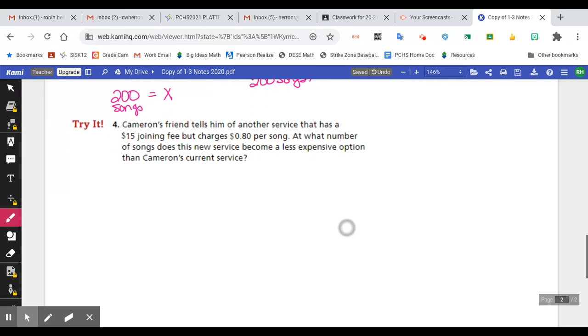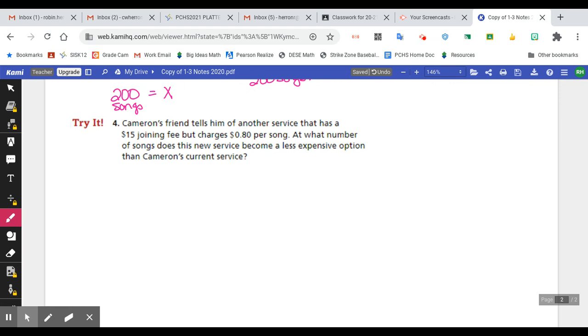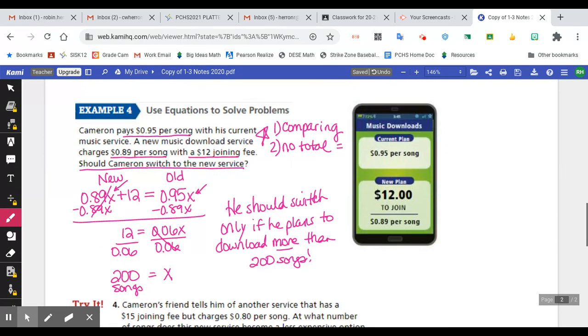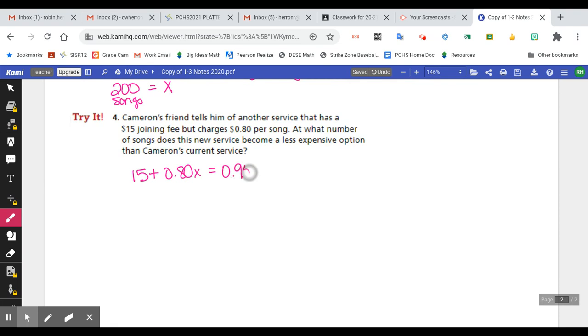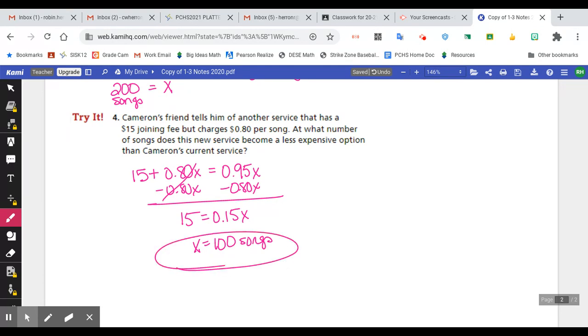And then you have your last one down here. So pause the video, try it yourself. So we have 15 plus 80 cents per song versus his old, which is back up here, 95 cents per song. And you're doing the same thing. So we're going to subtract 80 cents. 15 equals 15 cents x. So this gives you x equals 100 songs. So again, at what number of songs does this new service become less expensive? After 100 songs.